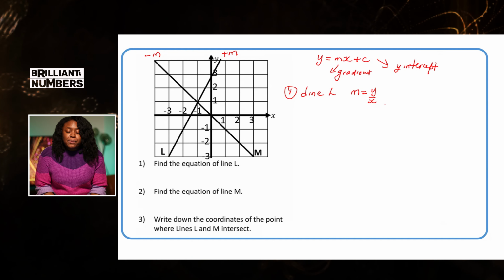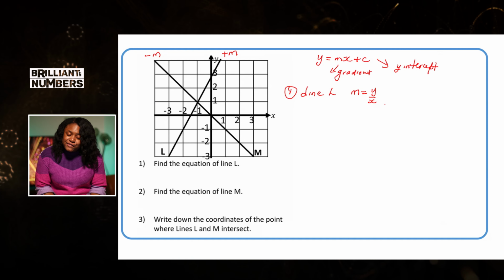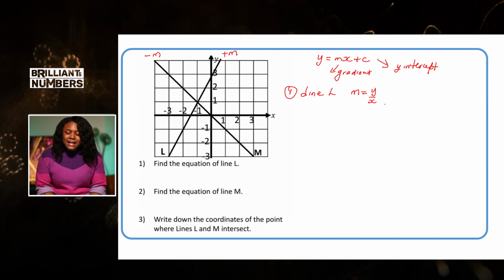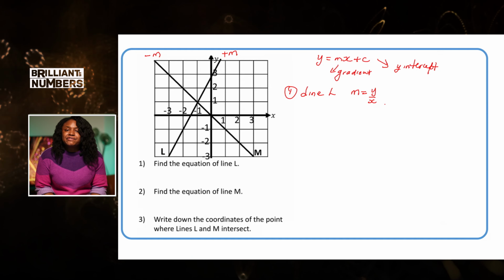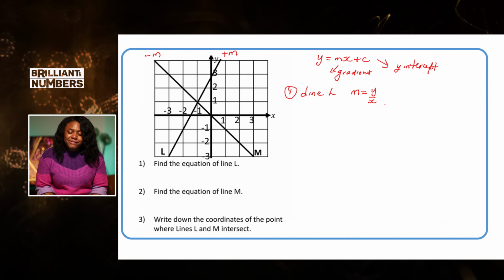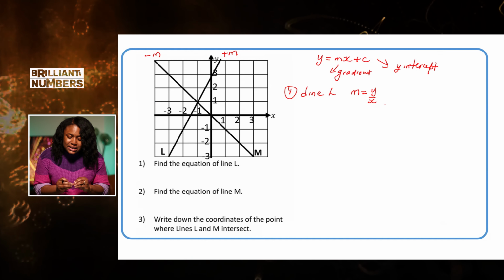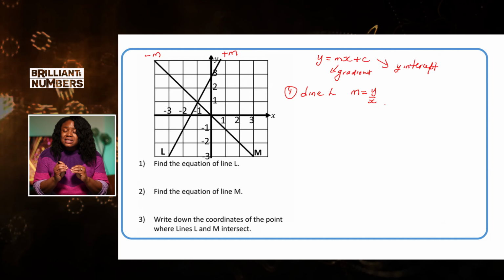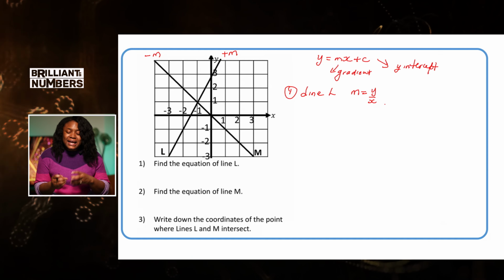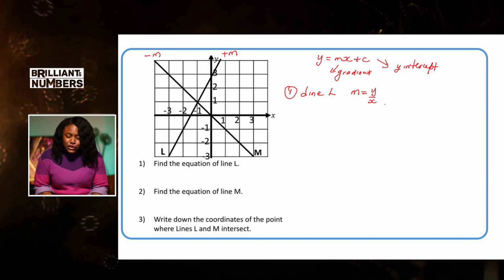So to do this from the graph, we need to draw a perfect right angle triangle, and then we're going to do y divided by x in terms of the values that we get from the triangle. Now importantly, we must pay attention to the scale of the graph. That will influence the numbers that we're using.